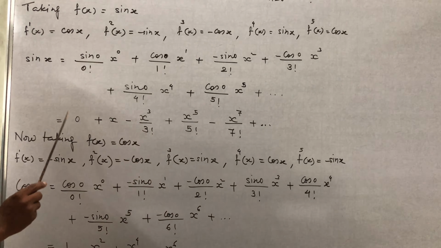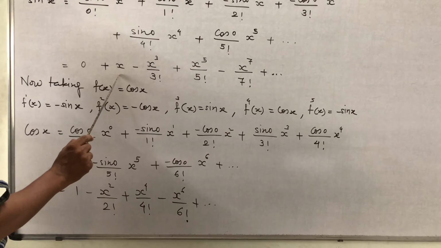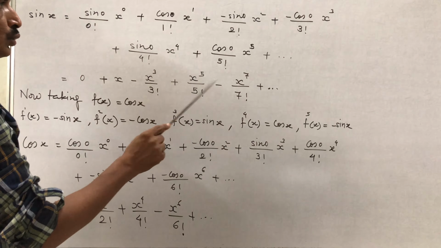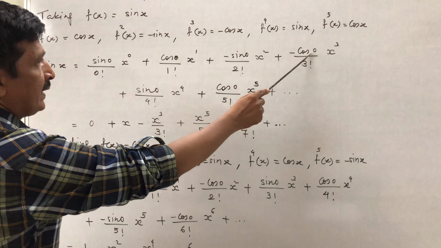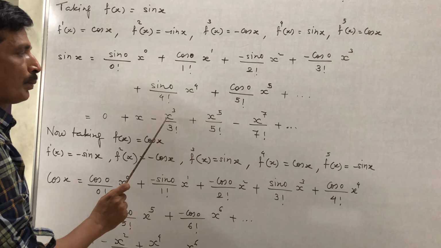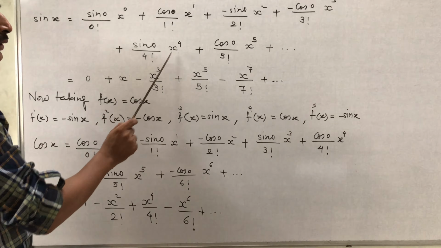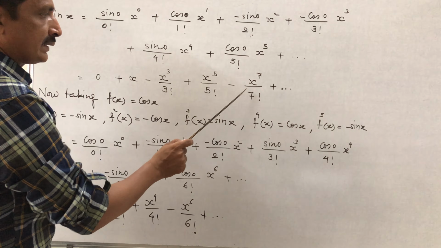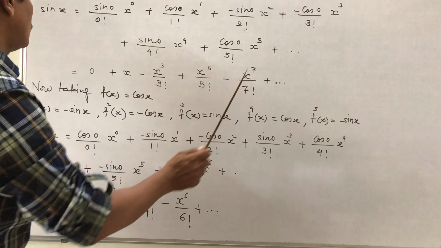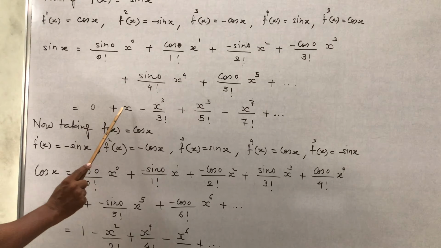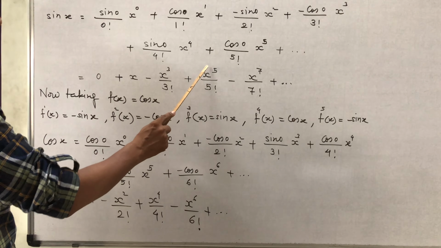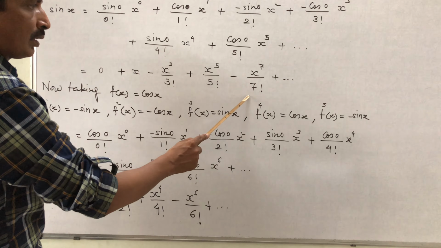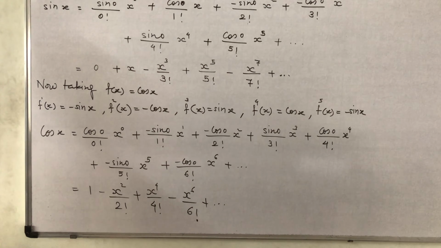But sin 0 is 0, so this term is 0. Cos 0 is 1, so x. Sin 0 is 0, so cut out 0. Minus cos 0 is 1, so minus x cube by 3. This is 0. Cos 0 is 1, so x to 5 by 5 factorial. And another term is minus x to 7 upon 7 factorial, plus and so on. So sin x is x minus x cube by 3 factorial plus x to 5 by 5 factorial minus x to 7 upon 7 factorial plus and so on, infinite terms.